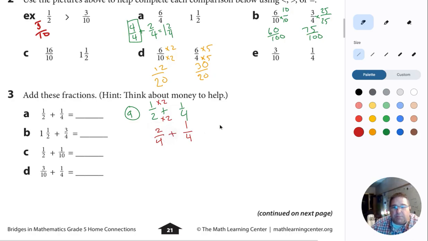So 2/4 plus 1/4. Well, if we have common denominators, we're good. So that's going to stay as 4, and 2 plus 1 is 3. So altogether, that's going to be 3/4. Okay, and just get in the habit of showing your work like this. Every step. Just show every step.